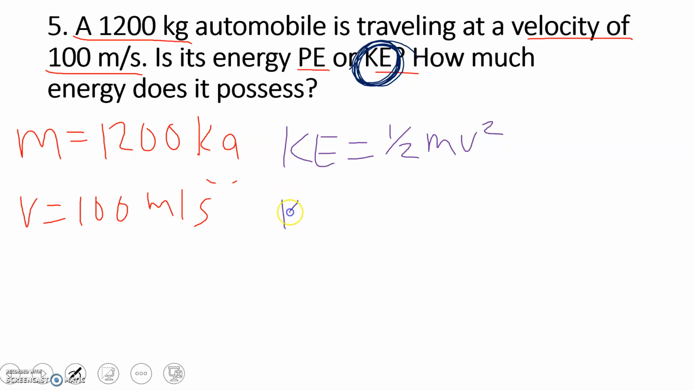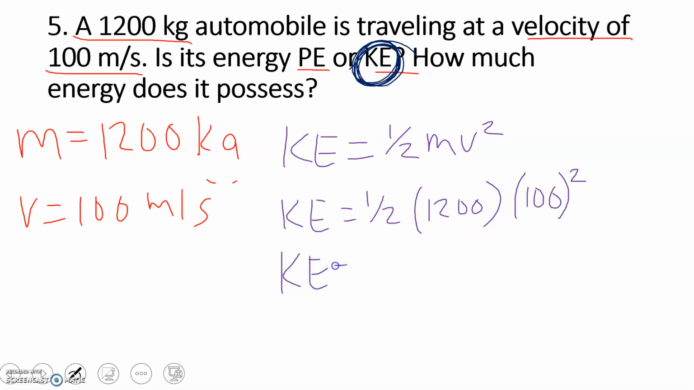Now we can plug in. So KE equals 1/2. We know that the mass was 1200. We know that the velocity was 100. And remember, we are going to square only the velocity. So 100 squared, not the entire thing. Alright, we are now going to simplify.